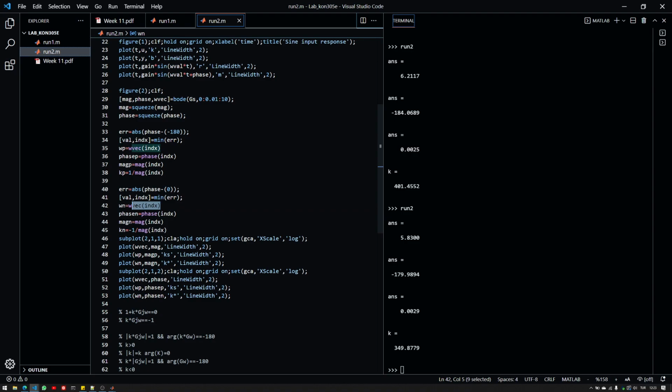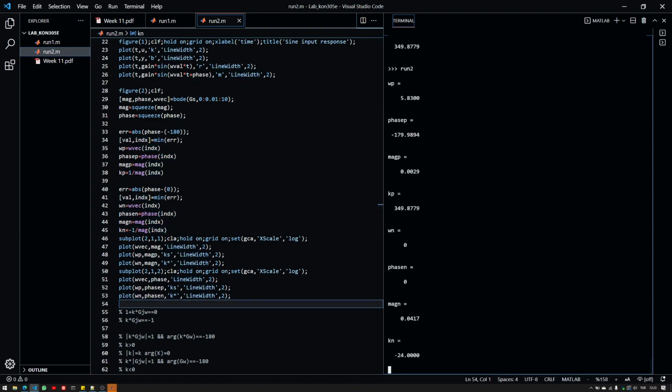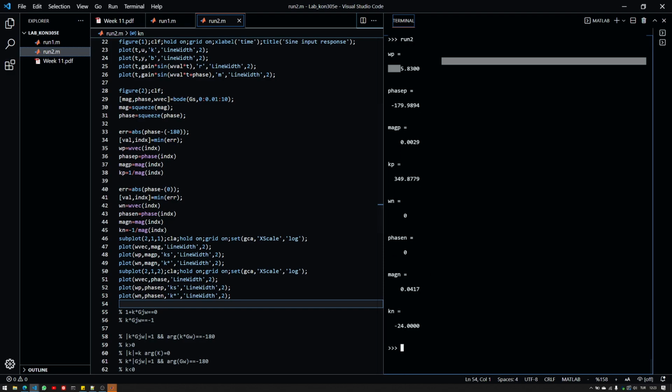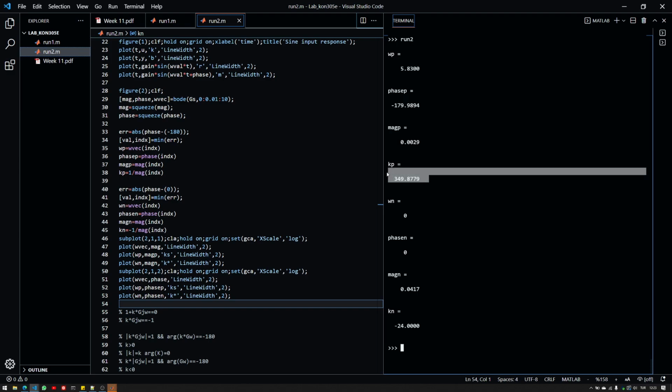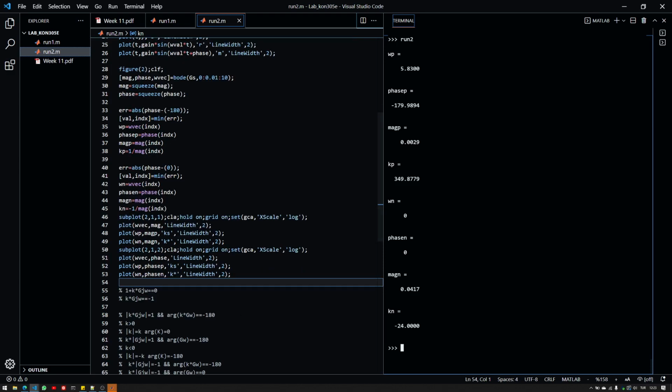And then the omega index should give me the omega value, the frequency where this happens, and then the phase negative, the magnitude negative, etc. So now you can see that omega p, phase p, and magnitude p is this, and the corresponding kp value is this. Now omega n is 0, phase n is 0, and then we have the magnitude, which is this, and inversing it and having a minus sign before it gives us -24, which was also the second information that we've worked out in the first part.